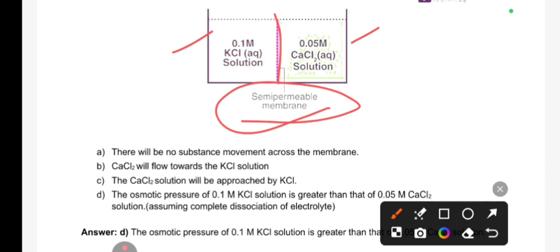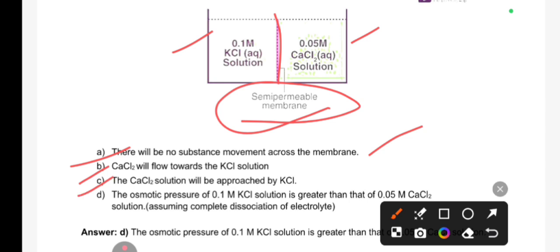Okay. So you can see the first option is given here. There will be no substance movement across the membrane. Definitely something will move. Water movement will take place. Okay. Because it is osmosis. Calcium chloride will flow towards the KCl solution. No.